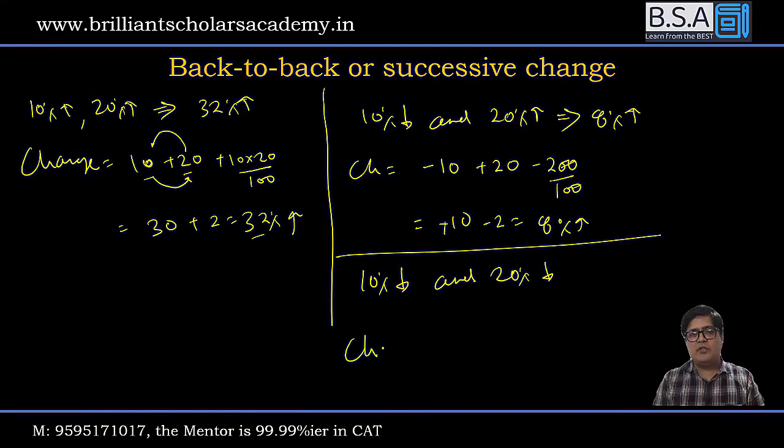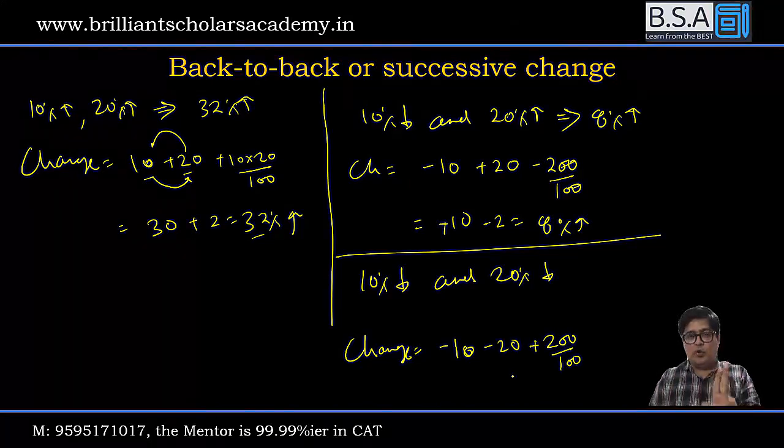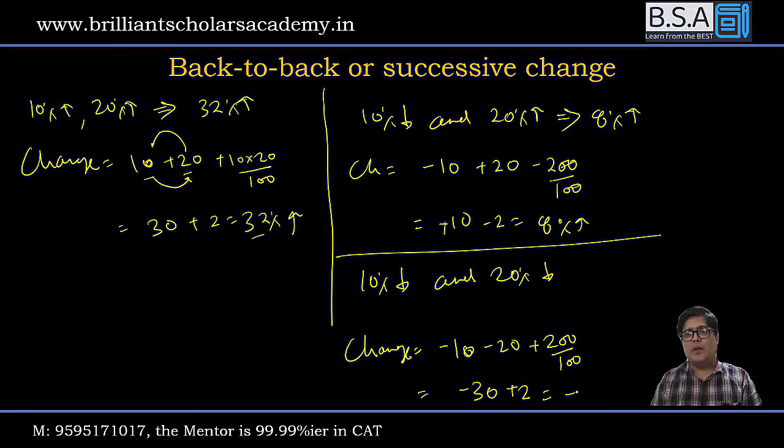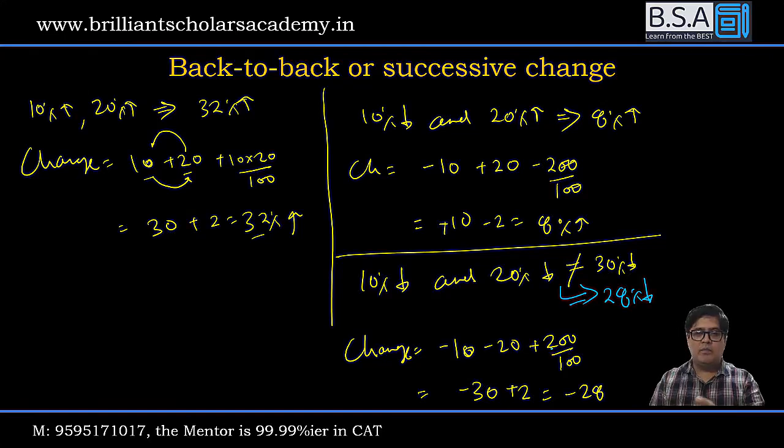So the percentage change would look like minus 10 minus 20. Both numbers are negative. When you multiply, it will turn into 200 by 100. Two negatives will turn into a positive. So that is minus 30 plus 2, minus 28. So 10% discount and 20% discount is not equal to 30% discount. What is it equal to? It is equal to 28% discount.